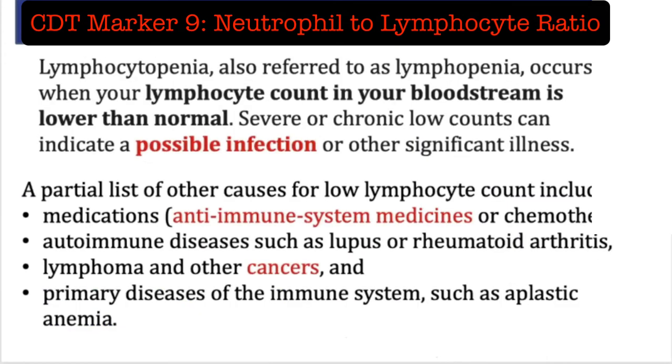Partial list of other causes for low lymphocyte counts. So many people with chemotherapy, their white blood cell producing in the bone marrow is really thrown off, and it takes years to build up the ability to produce normal counts of white blood cells. And during that period, they're probably much more vulnerable to cancer, not just cancer recurrence, but the severity of it, and a number of other infectious diseases, autoimmune disease, lymphoma, and other cancers, primary disease of the immune system, things of that nature.